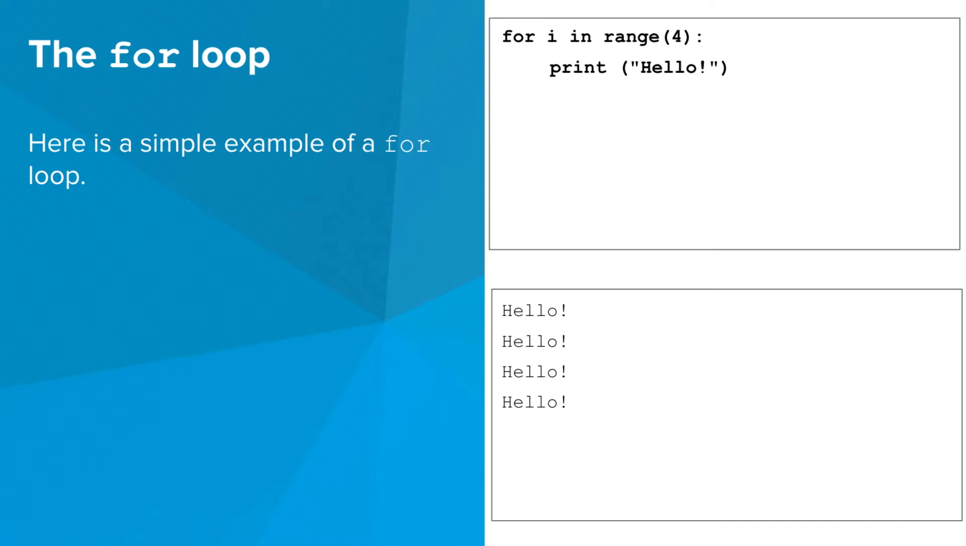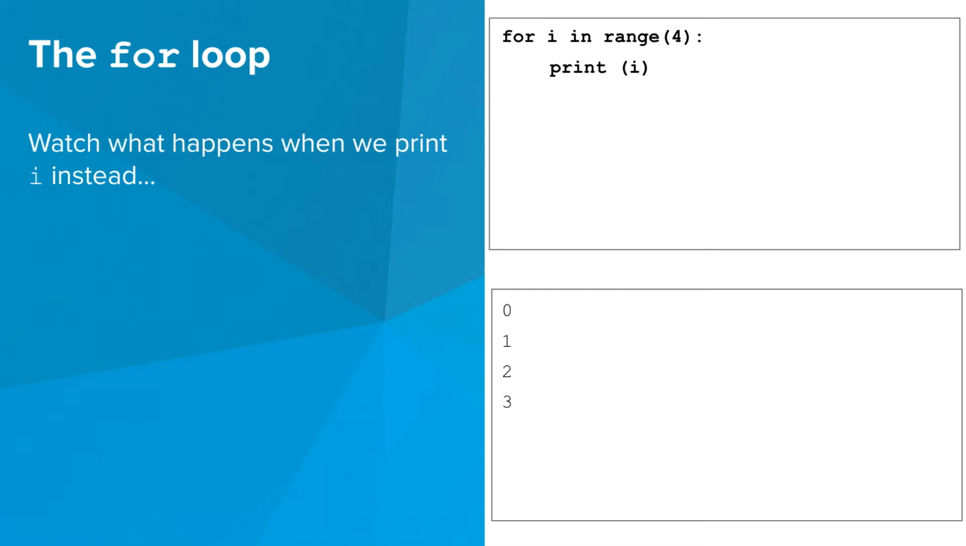The code inside the for loop repeats 4 times, so we print the word hello 4 times. Watch what happens when we print i instead. Notice that we go from 0 to 3. We'll explain more of this later.